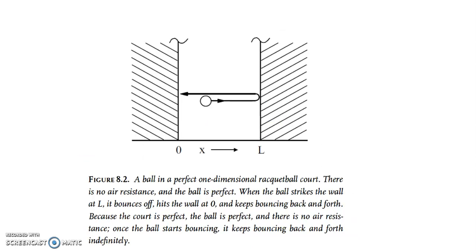Now in this figure you will understand, a ball is in a perfect one-dimensional racquetball court. There is no air resistance and the ball is perfect. When the ball strikes the wall at L, it bounces off and hits the wall at 0 and keeps bouncing back and forth, because the court is perfect, the ball is perfect, and there is no air resistance. Once the ball starts bouncing, it keeps bouncing back and forth infinitely. These are the conditions. The ball is coming here, going there. So this is the length L. I think these two figures are important to understand particle in a box.